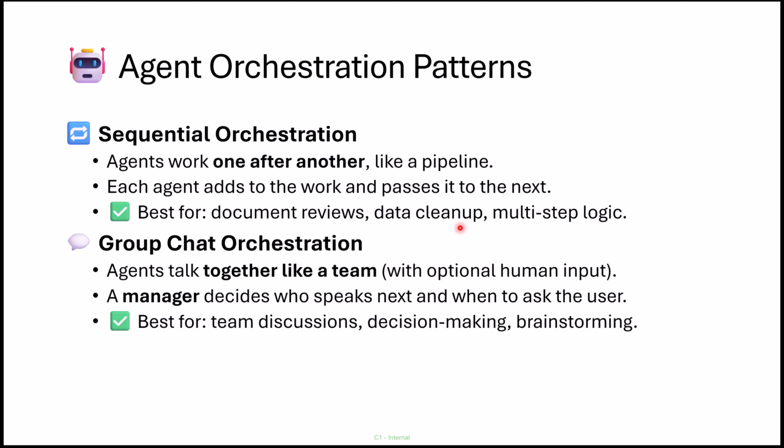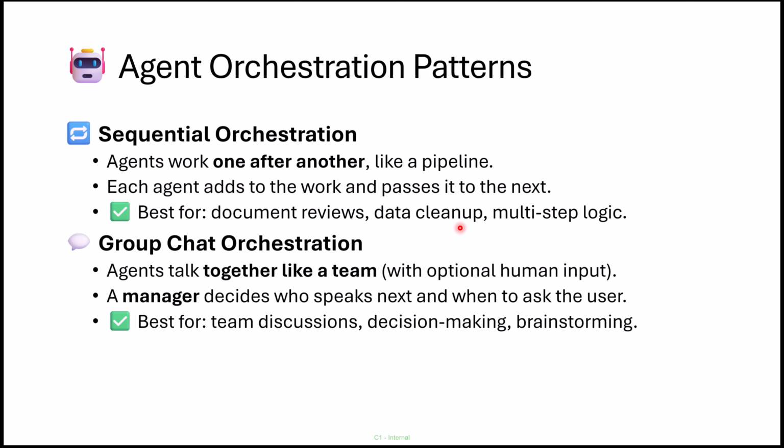In group chat orchestration, as I mentioned, agents talk together like a team. If needed, we can bring in a human also. For example, a manager decides who speaks next and when to ask the users, like team discussion, decision making, and brainstorming meetings. These come under group chat orchestration. So this is the major difference between sequential and group chat. Sequential goes the pipeline way. In group chat, there is a manager to decide who speaks next and take the conversation further based on the workflow.